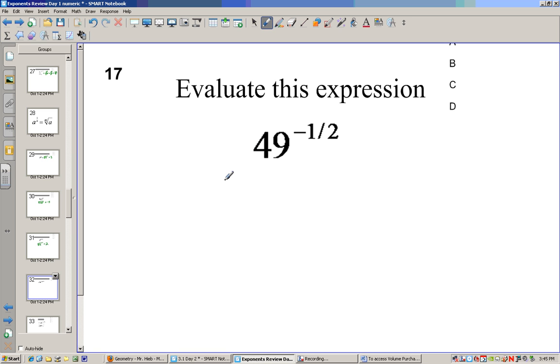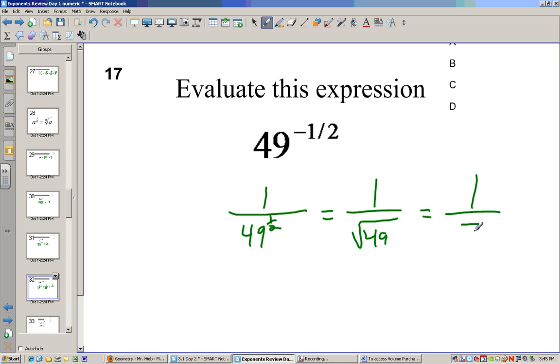49 to the negative 1/2. All right, now we're combining a couple things. So the negative, I can just write this as 1 over 49 to the 1/2. 49 to the 1/2 is the square root of 49. So this answer is 1 over 7.